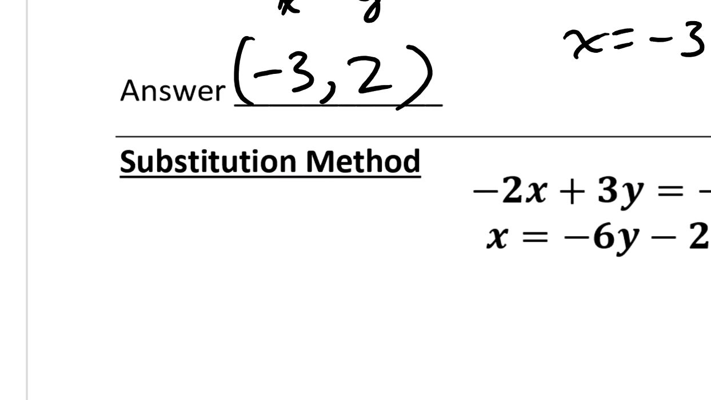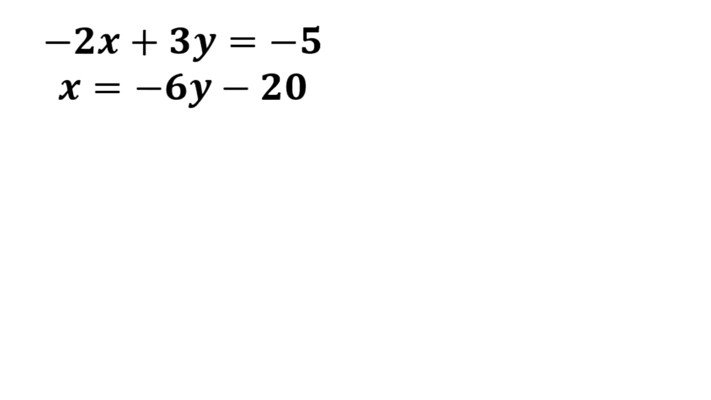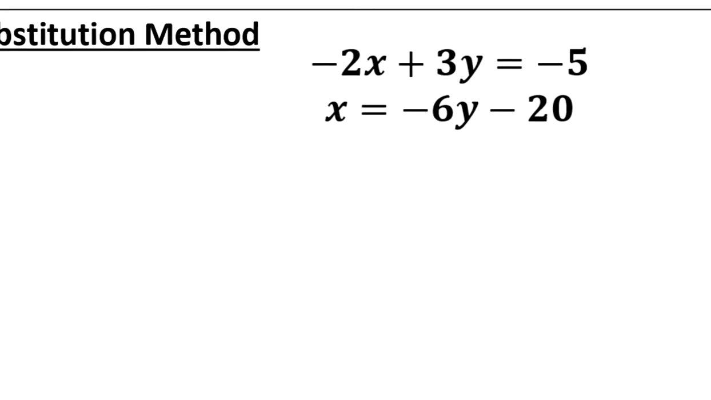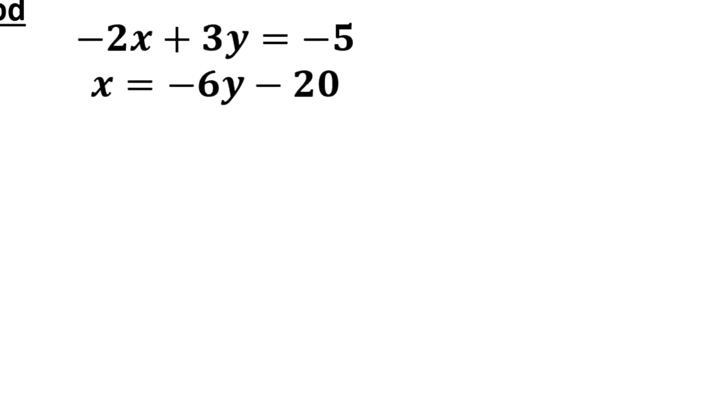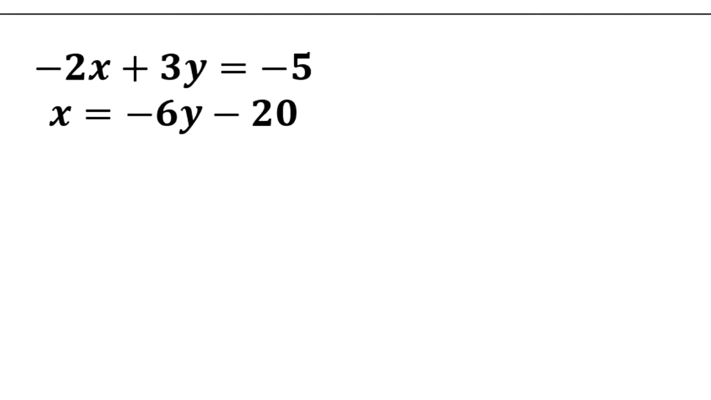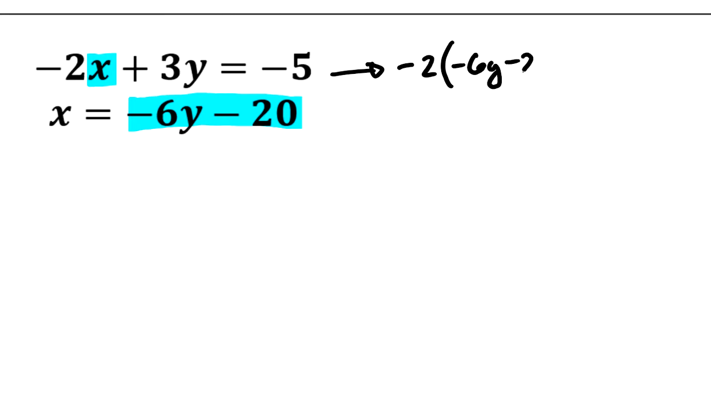So let's scroll down here and look at this. I've already pasted the actual equation here. When I do that, I'm going to be rewriting the top equation. Again, this is equivalent to x, so I'm just going to rewrite this top equation as negative 2 times the quantity of negative 6y minus 20. Now, all that I've written so far is minus 2x.